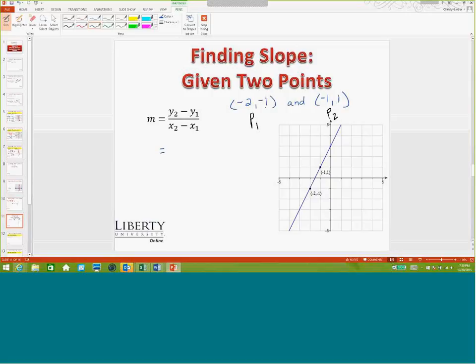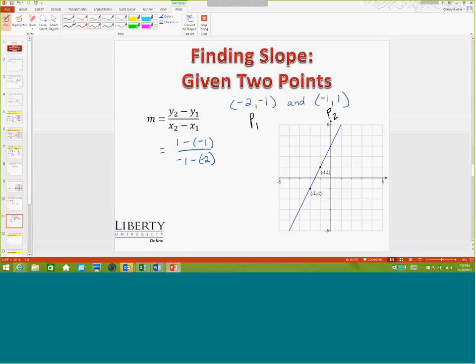So I'm going to subtract the y values of my points. The y value of point 2 is 1. I'm going to subtract the y value in my first point, which is -1. I need to subtract -1. Then I've got to go back and select my x-coordinate from point 2 and subtract the x-coordinate for point 1. That would be a -2.